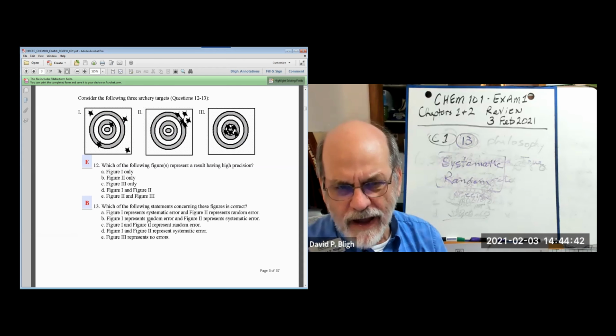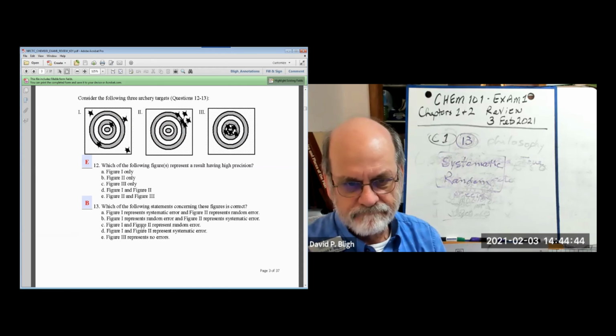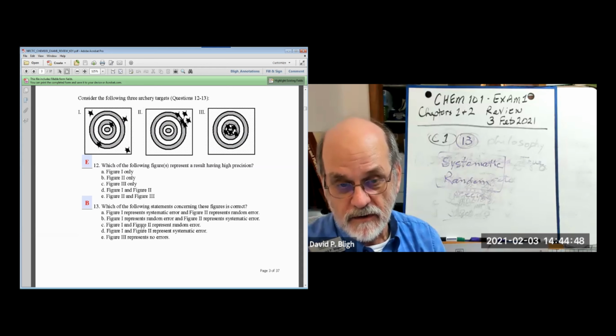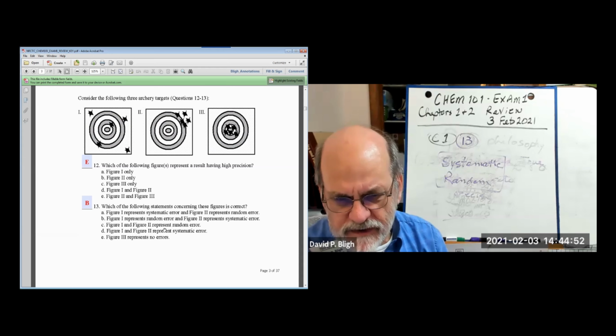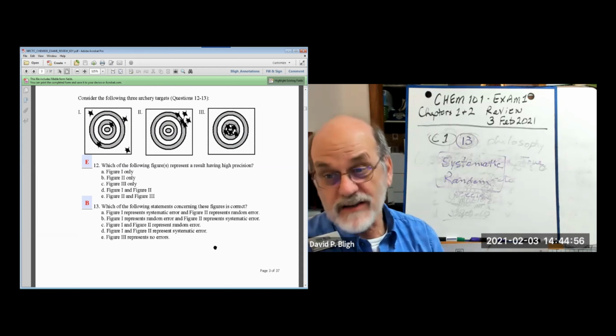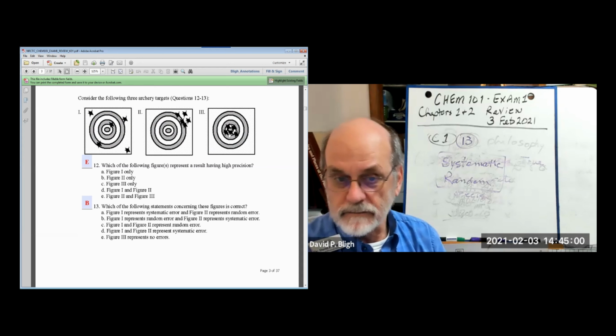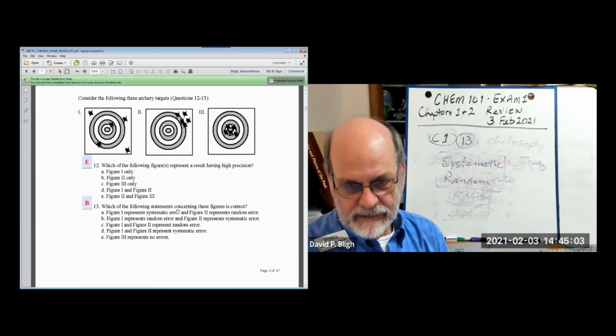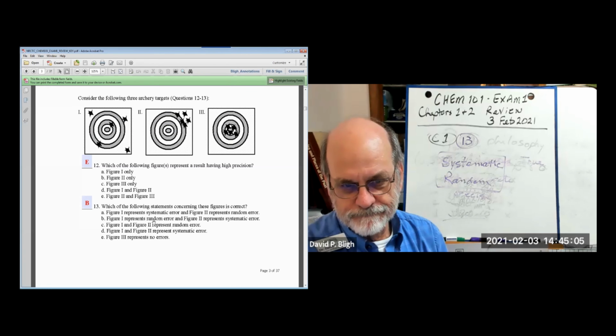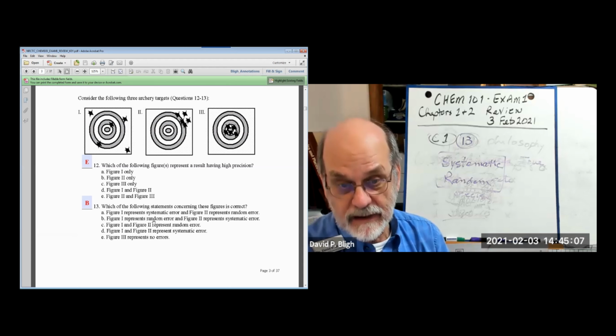All right, let's see if any of the others are true. Figure 1 and 2, random? No. 1 systematic, random. First one's random. Second one's systematic. 1 and 2, systematic? No. 3 represents no error. Well, actually, there is some error in 3. A little bit. So the best answer for that one is B.